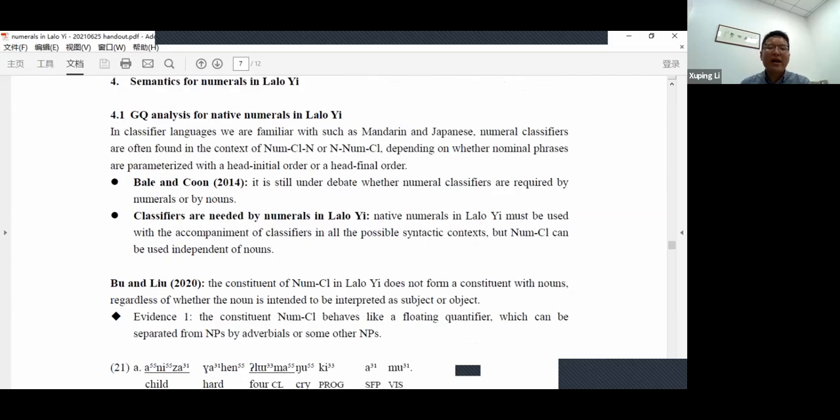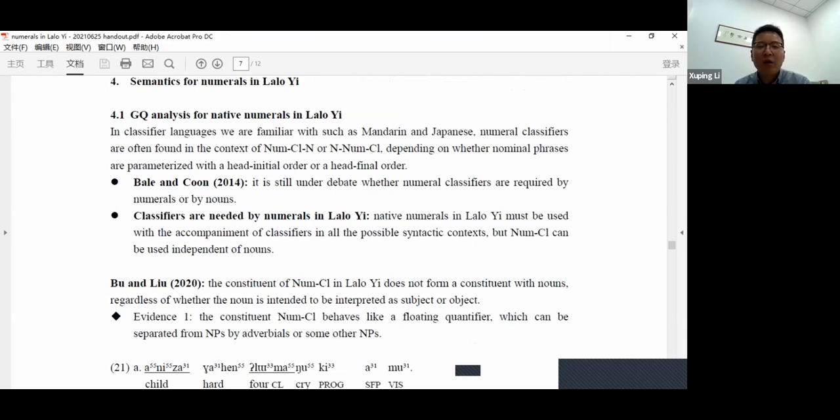So here's my analysis. We are more familiar with Mandarin and Japanese, which are often called classifier languages, because it's often assumed you cannot say three students in those languages. You must say three classifier students, or students three classifier, depending on whether the nominal phrase is head initial or head final. It's also still under debate for sequences like numeral classifier noun whether the classifier is needed by the noun semantics or by the numeral semantics, okay?